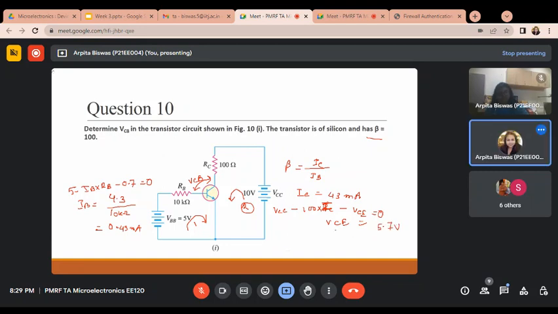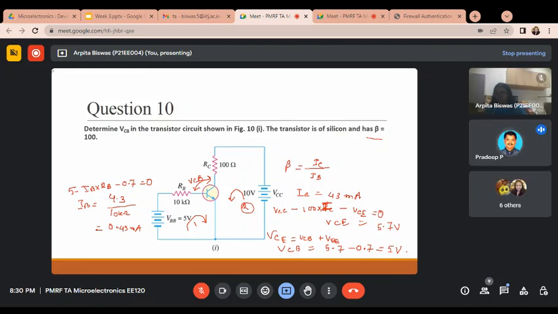This is 0. Then we know that VCE equal to VCB plus VBE. And what is the value of VCB? 5.7 minus 0.7. The value is 5 volts. Up to this, is it clear? Kavya? Clear, madam. Kavya? Yes, ma'am. Clear, madam.